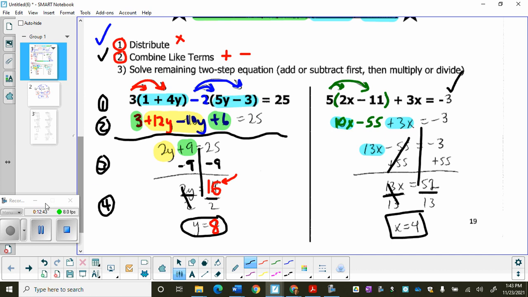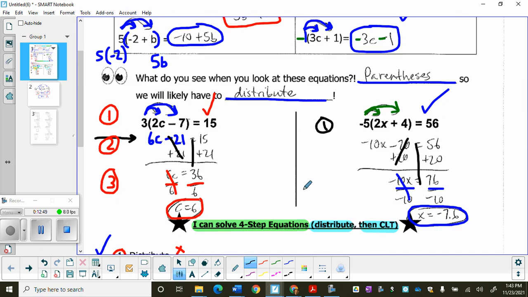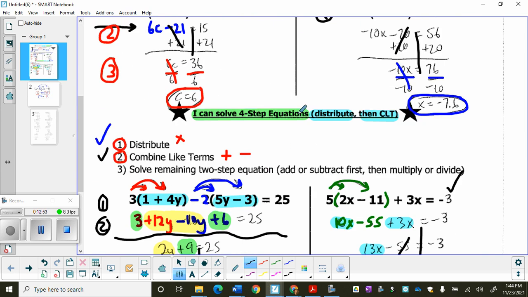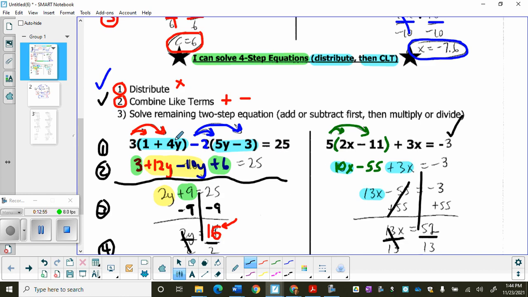And we're almost done with this video here. I just wanted to point out that in this video, in the past 13 minutes, I've covered a 3-step when you have to distribute only, and then 4 steps if after you distribute, sometimes you might realize that now you need to combine like terms.